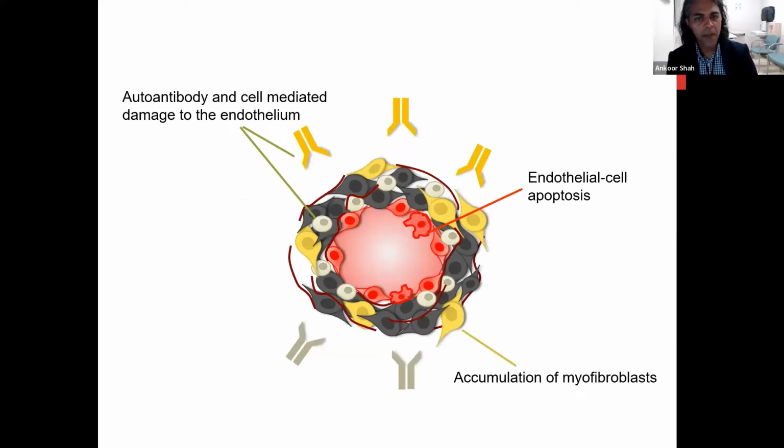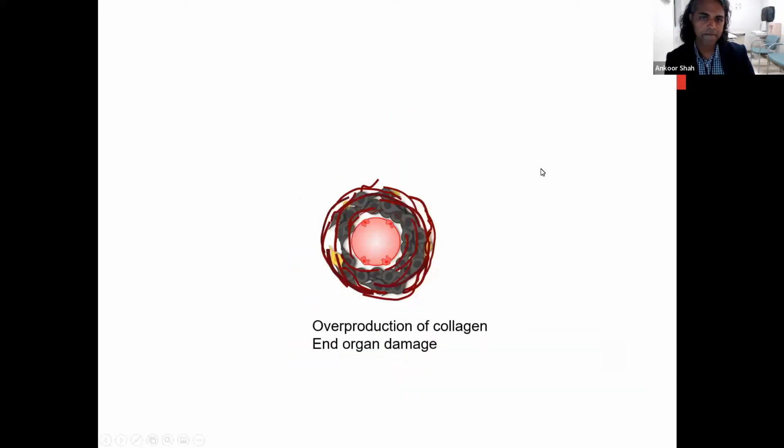Through a number of complicated mechanisms, we see autoantibody and cell-mediated damage to the endothelium, which then causes damage and apoptosis of the endothelial cells, and through that process, an accumulation of myofibroblasts around the blood vessels. Finally, with overproduction of collagen, we'll see end organ damage. There's clearly a lot more to the pathogenesis of this disease, but that is the basics of what's happening in the blood vessels of the major organs involved in scleroderma.